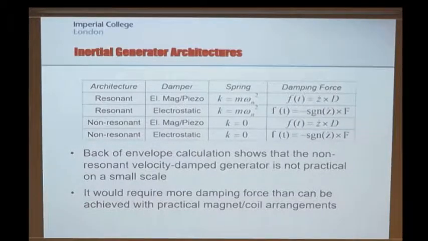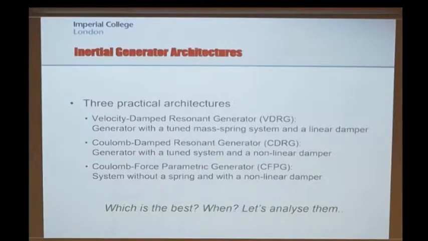You've got to have a force which is not going to be tailing off as your velocity tends towards zero, because otherwise you'll never pull all the energy out, you'll simply strike the other side. And that's why we're going to limit our analysis of the non-resonant to looking at this last line here, the electrostatic damper.